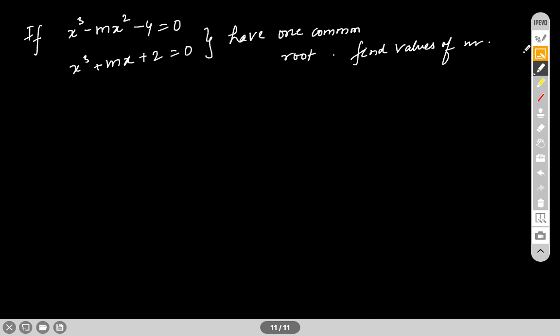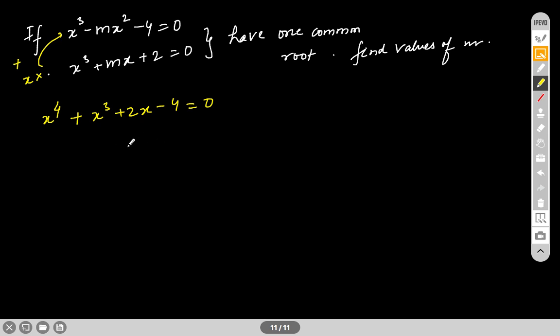Okay, let's do this. I have an idea in mind. Can you multiply the second equation by x and add it to the first one? So x to the power 4 will come, correct? mx square will get cancelled. You will have 2x, and x cube term also will be there. Then you have 2x minus 4 equal to 0, correct?